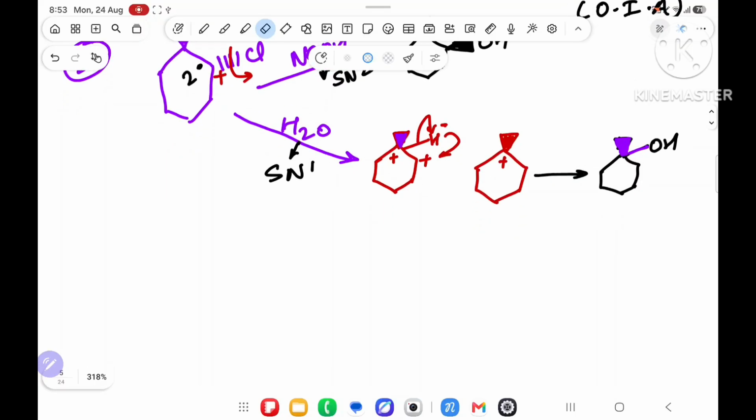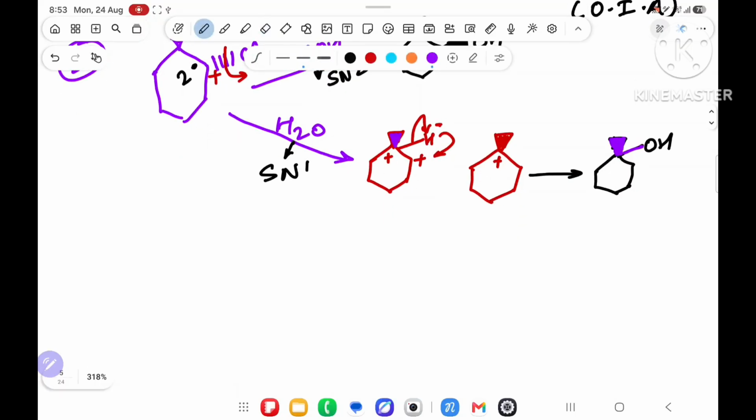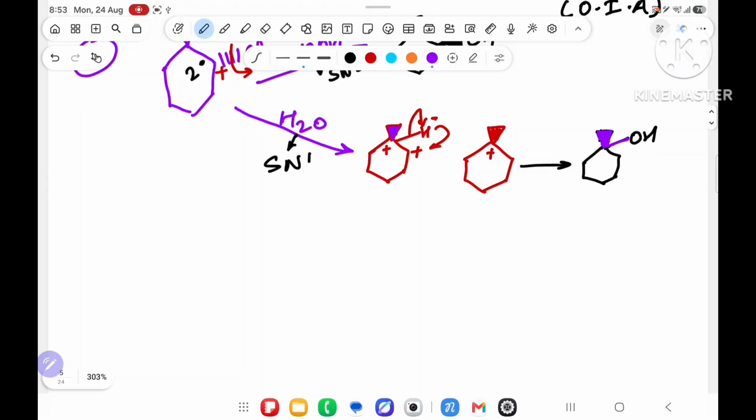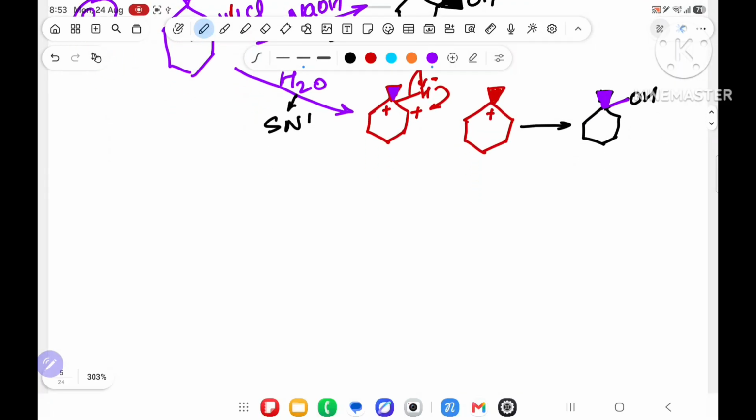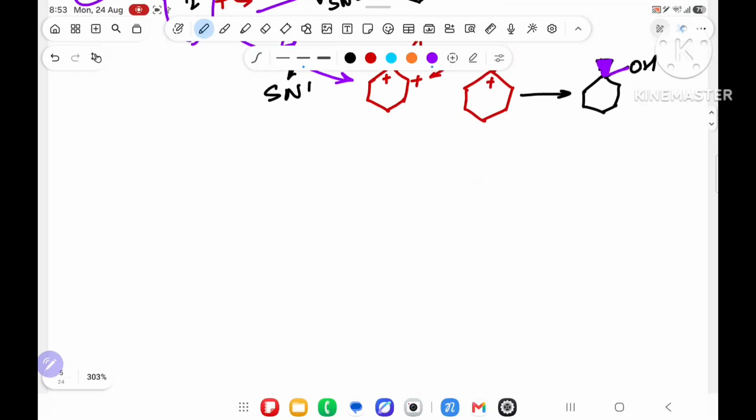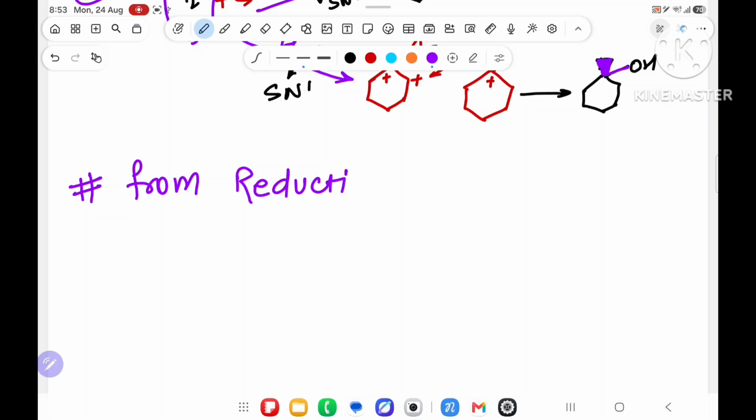So the first topic we have seen is preparation of alcohol from hydrocarbon, and second we have seen preparation of alcohol from alkyl halide. Third we are going to see preparation of alcohol from the reduction of carbonyl compound.